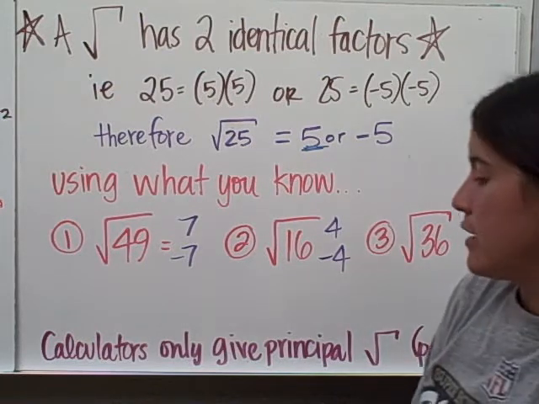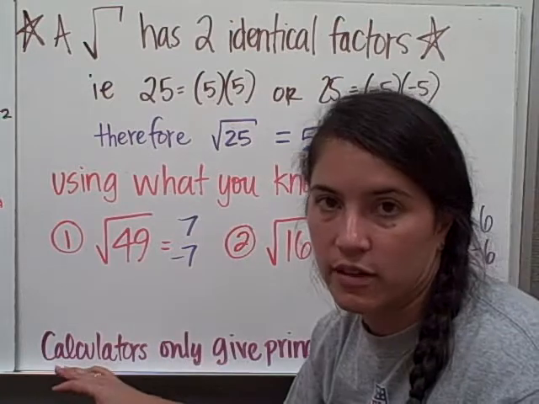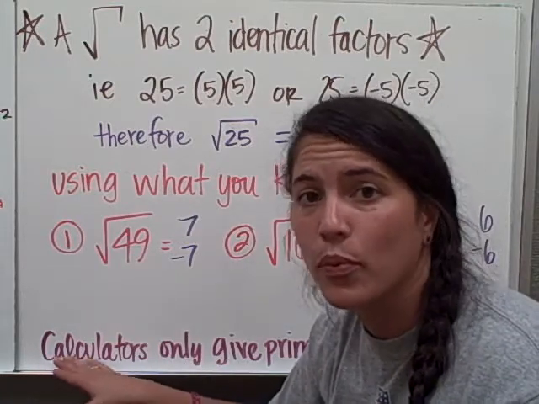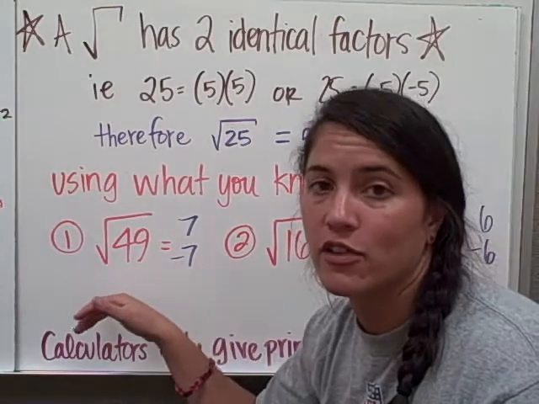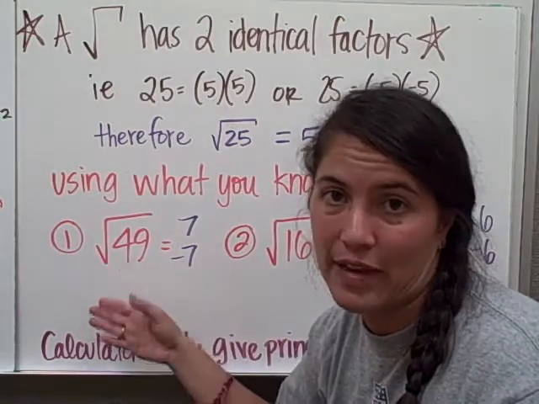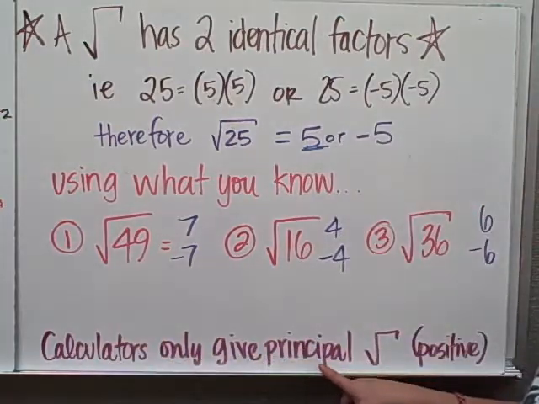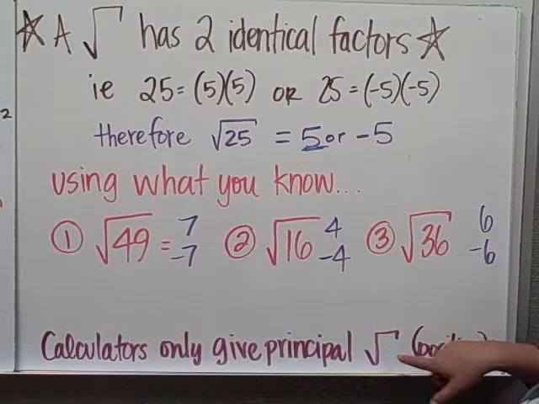And just a little note down here: when we use calculators to find the square root, they're only going to give you the principal square root. When you type in the square root of 49, your calculator is going to say 7. It is not going to give you negative 7. So calculators will only give you the principal square root, which is just the positive.